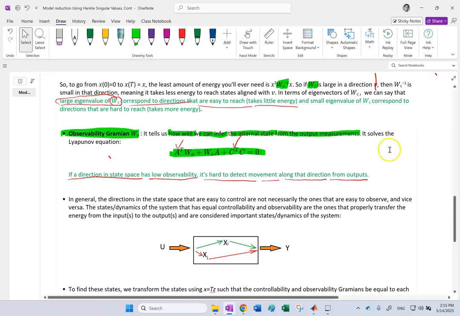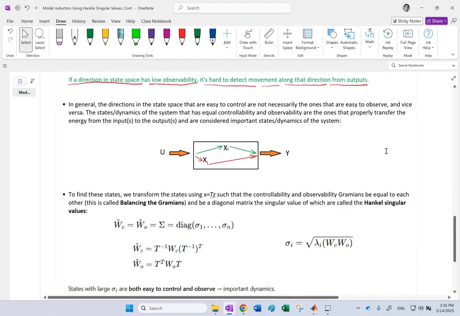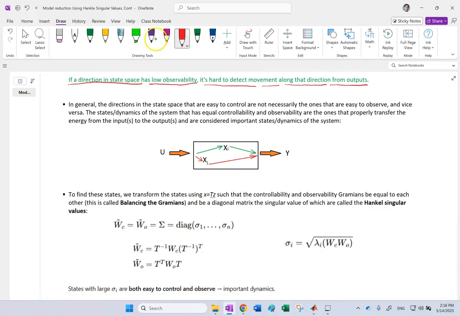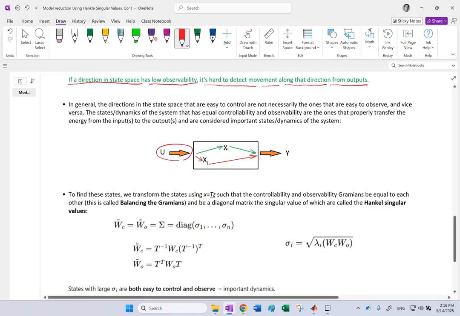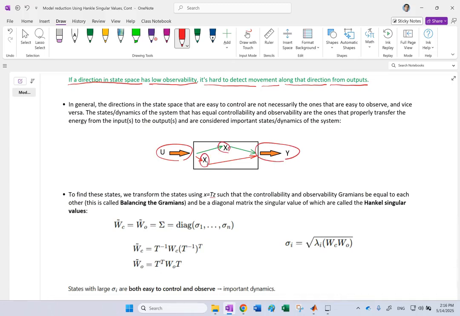Now, what does that have to do with reducing the order of a system? This is the interesting part. So you know that when you have a system, there are some inputs, there are some outputs in general, and inside the system there are these hidden dynamics or states of the system.